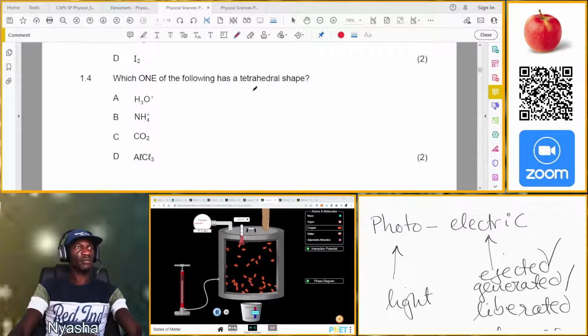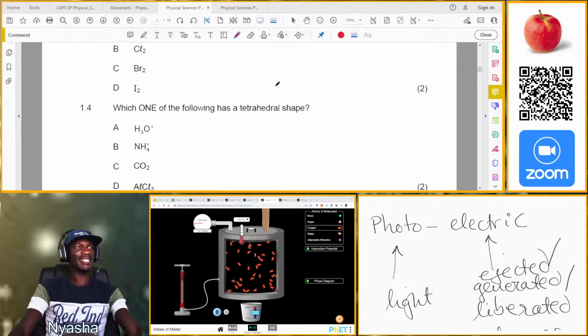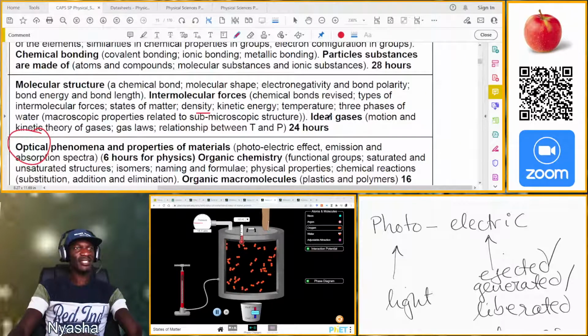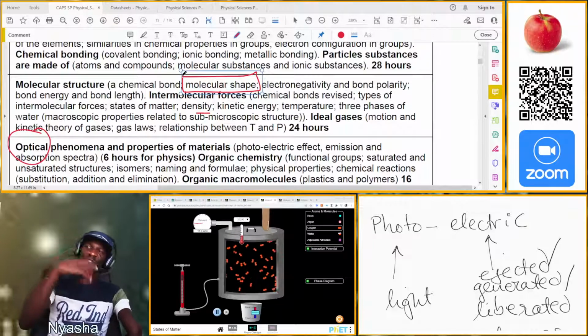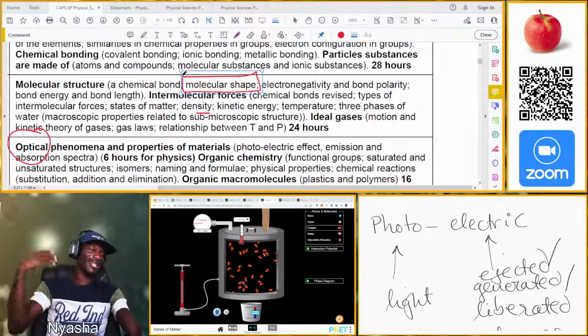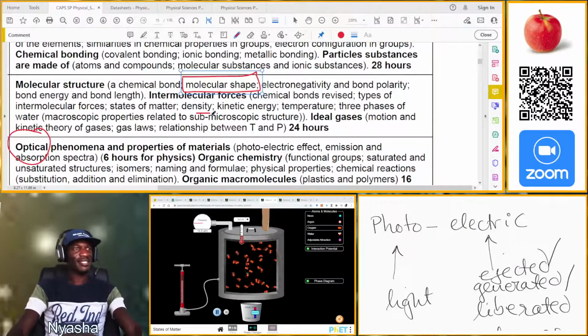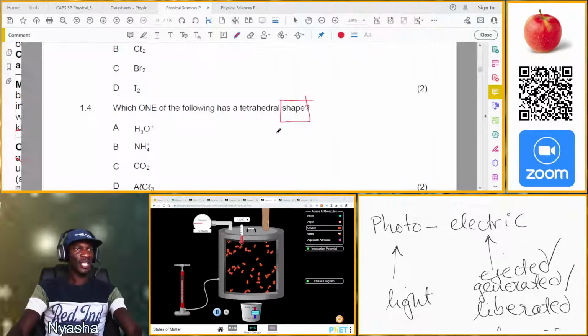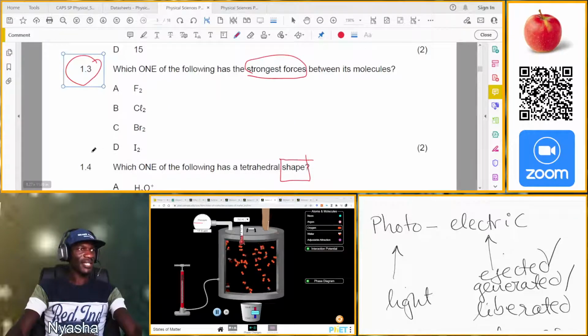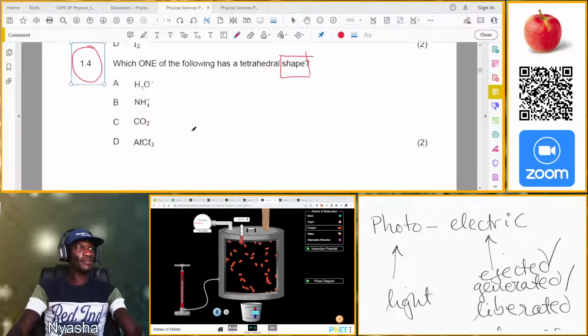Then which one of the following has a tetrahedral shape? Tetrahedral shape. What are we looking at here? We're looking at molecular shape. So when you have done the reading and you've done the lessons in class, then you can see how to apply this tetrahedral shape. So this is another question under molecular structure.